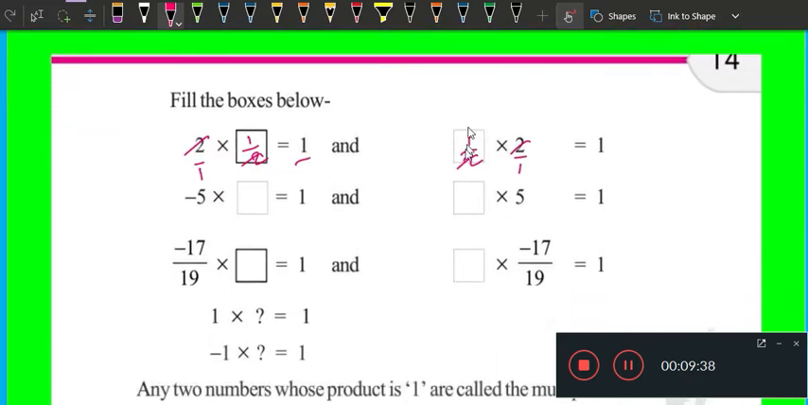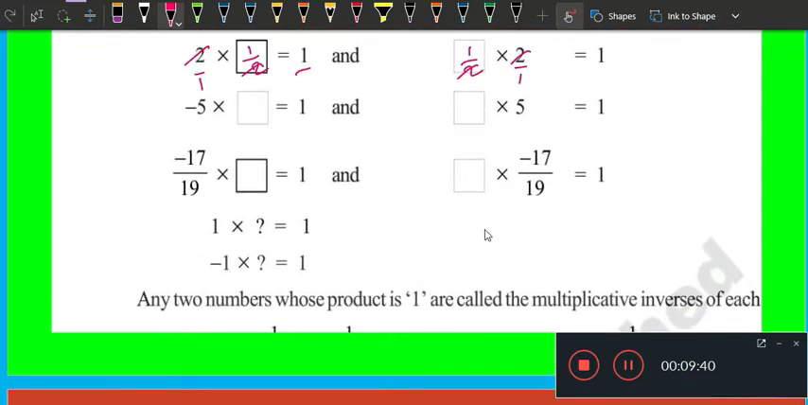Similarly, here minus 5 means minus 5 by 1 into 1 by minus 5. Then minus 5 cancels, equal to 1. Here 5 means 5 by 1, and here 1 by 5. 5 5 cancel and it should be 1. Next, minus 17 by 19 means here 19 by minus 17.